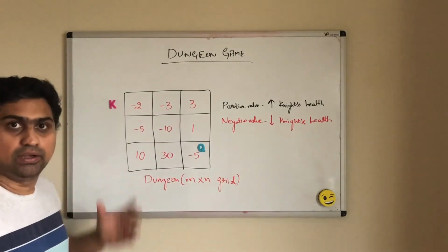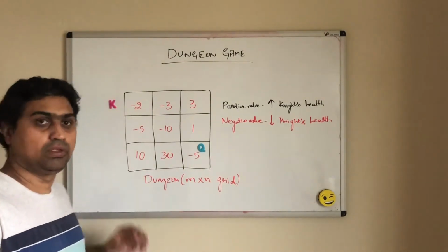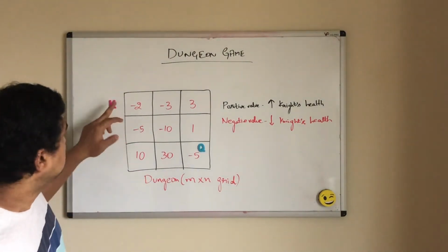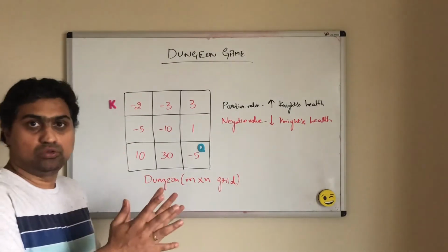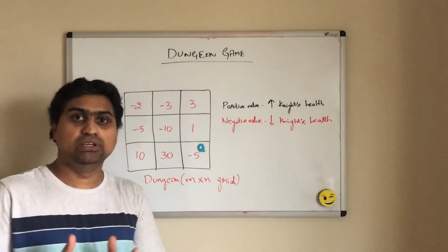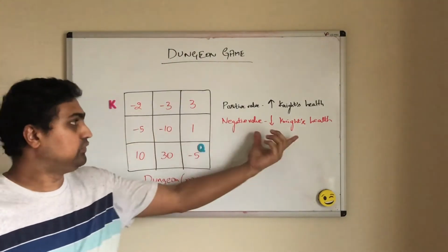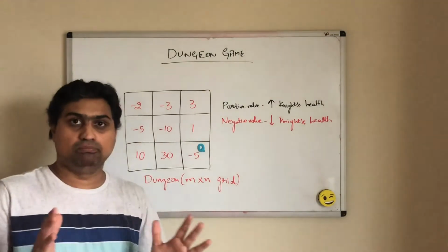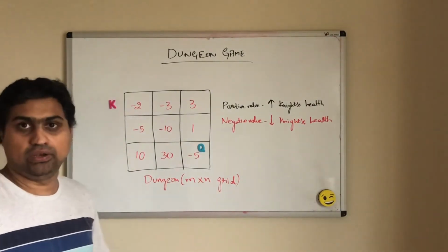We have a knight, a valiant knight who can save the queen. He can enter this dungeon from this top left cell. Whenever the knight enters a particular room or cell, if the value is negative, that means there's a demon that can reduce the health of the knight. If the value is positive, that means there are some magical orbs that increase the health of the knight.